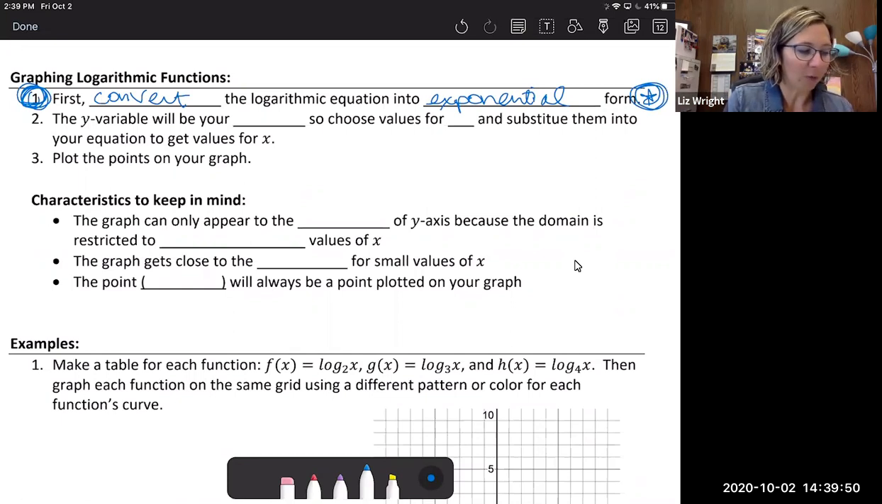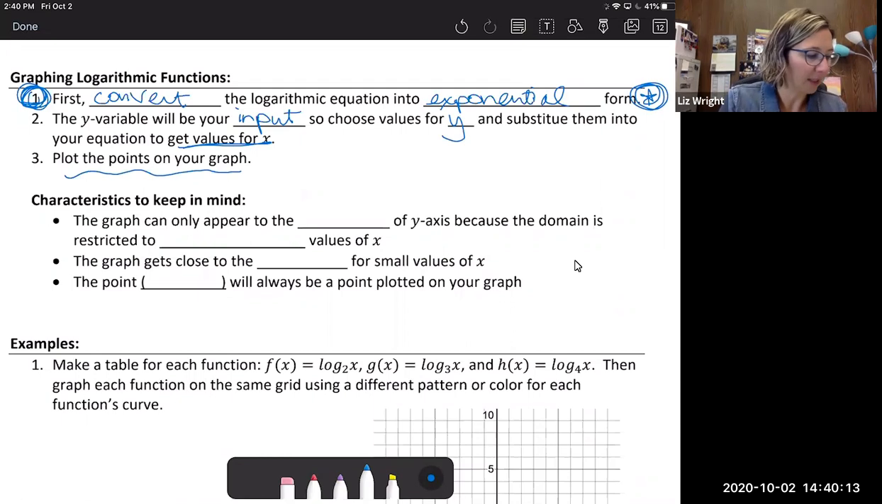Okay, the y variable will be your input this time. Because you're switching it around into exponential form, your input is going to be your y variable. So we're going to choose our values for y, and we're going to substitute them into the equation to get our values for x. Then we're going to plot the points. Characteristics to keep in mind.